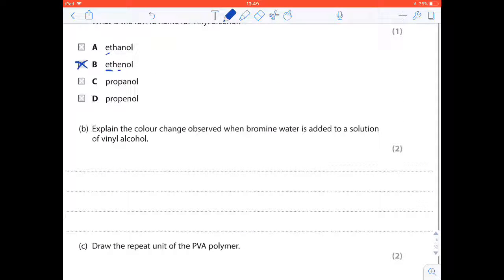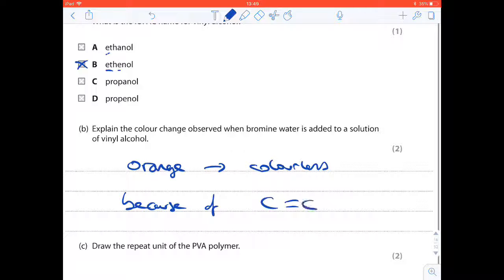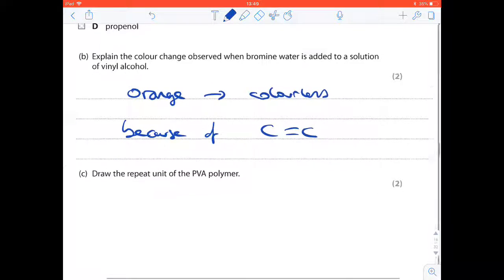Bromine water, we know, reacts with alkenes and goes from orange to colourless. Okay, which is worth a mark. And then just because of the carbon-carbon double bond, okay, was the second bit to say.